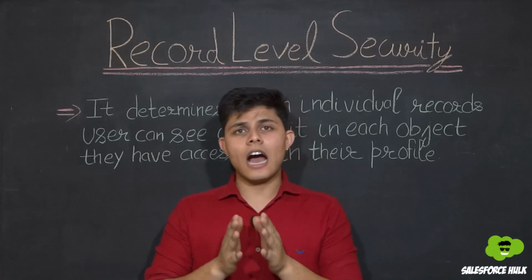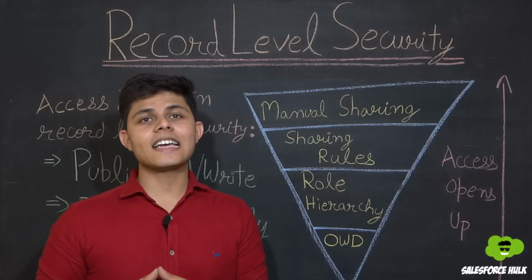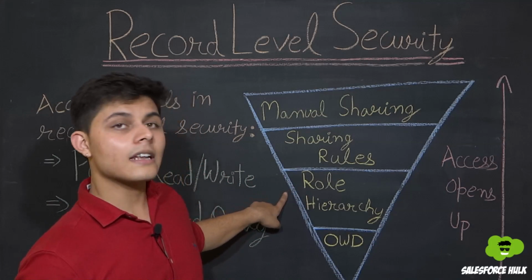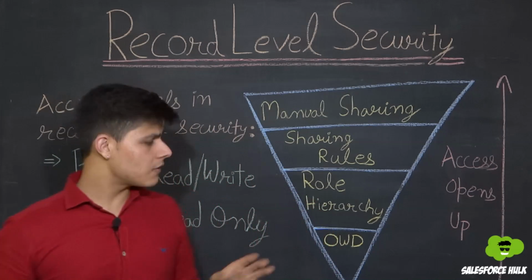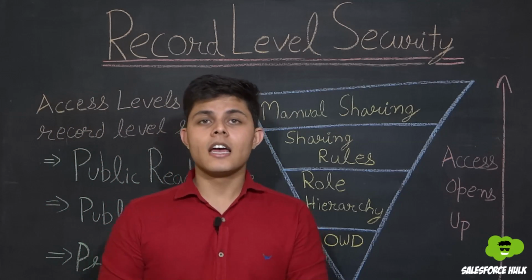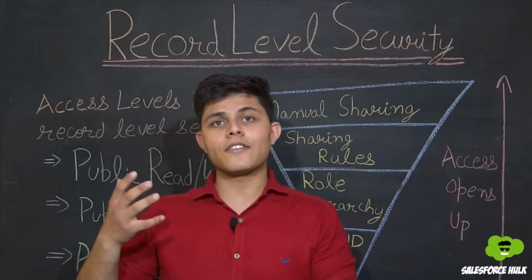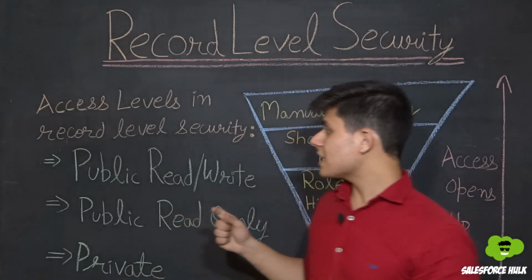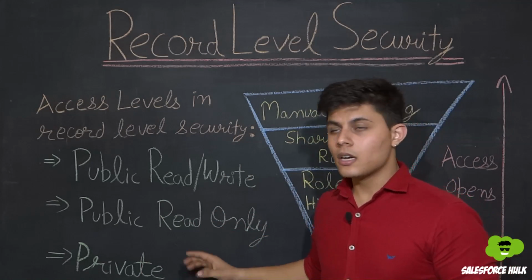Now let's see how we can implement record level security and how it is divided. Record level security gets implemented by 4 things, that are OWD, role hierarchy, sharing rules and manual sharing. We set different access levels on these 4 things to implement the record level security. But before coming to what these things are, I want to tell you what different access levels we have in record level security. So basically we have 3 access levels: public read write, public read only and private.